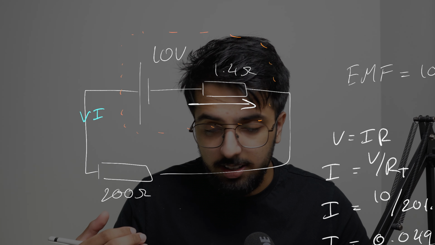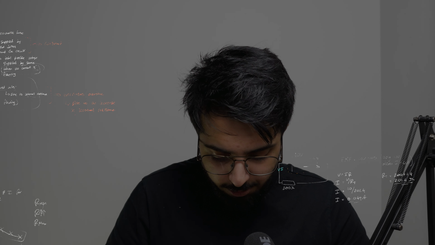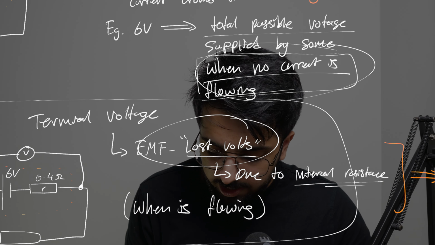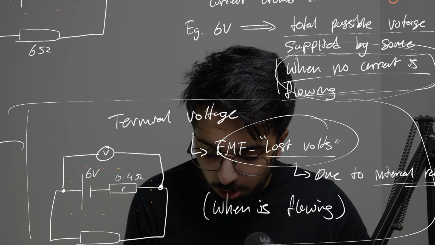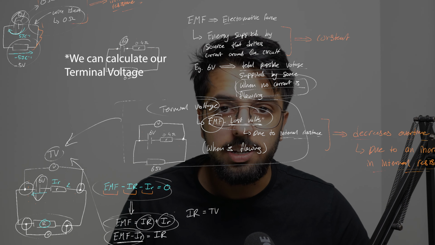Okay? And so now from here, we can calculate the voltage across our internal resistance. And what this will do is tell us how many volts are being lost due to the internal resistance, and therefore we can calculate our lost volts, okay? And then once we calculate our lost volts, as we can see here, our terminal voltage is equal to the EMF minus our lost volts. And so we can calculate our terminal voltage that way.